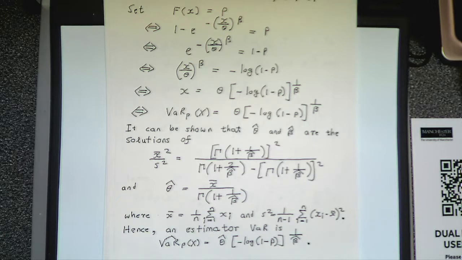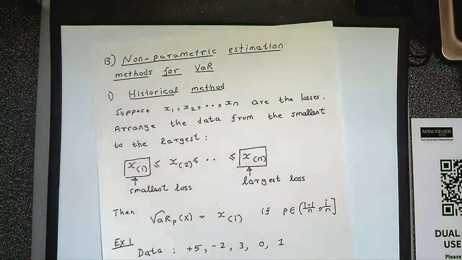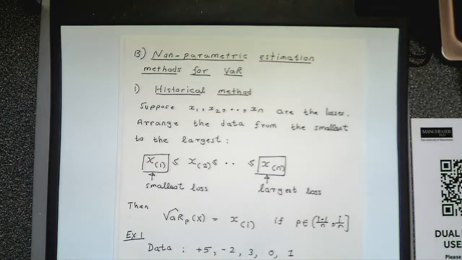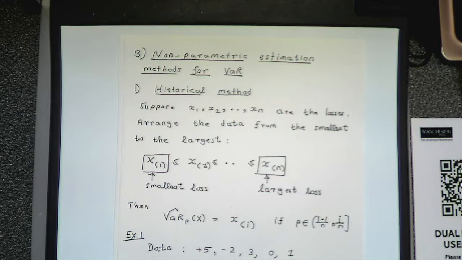Okay, the next section I'm going to talk about is non-parametric. Remember, non-parametric means that you don't assume anything about the data. So we're assuming that the data does not follow any particular distribution. Okay, the first non-parametric estimation method is known as the historical method.